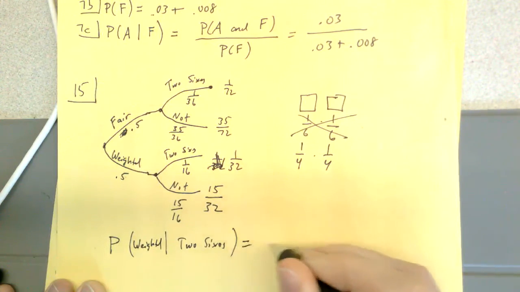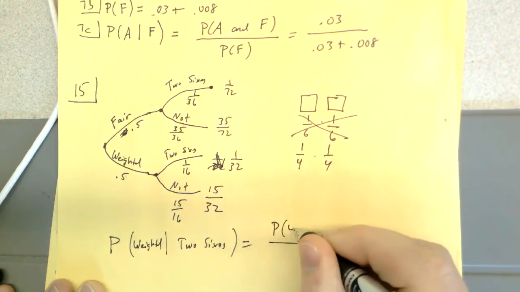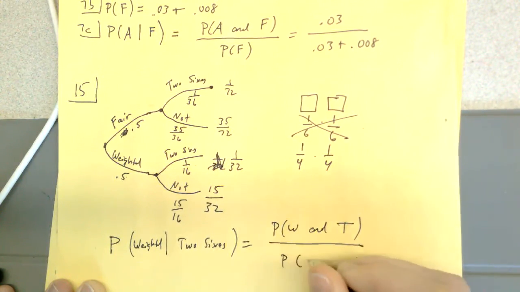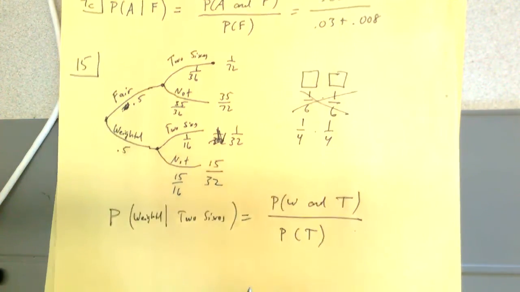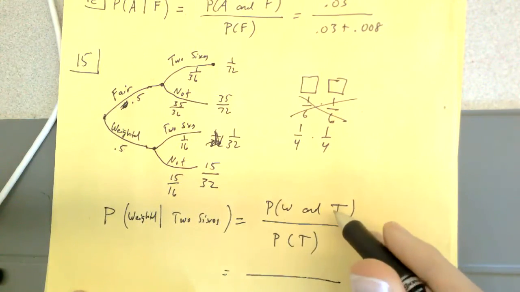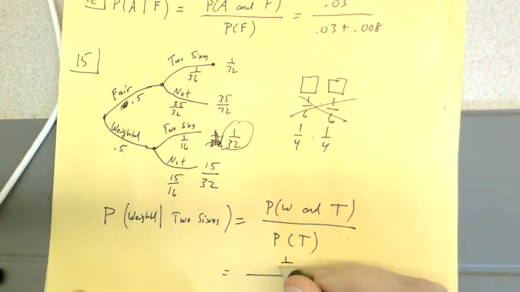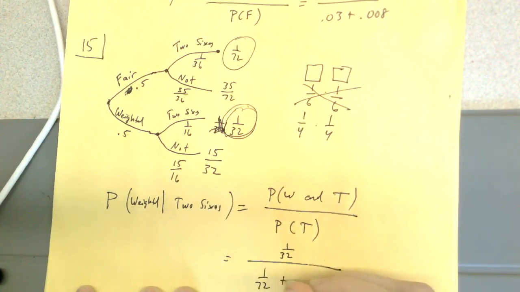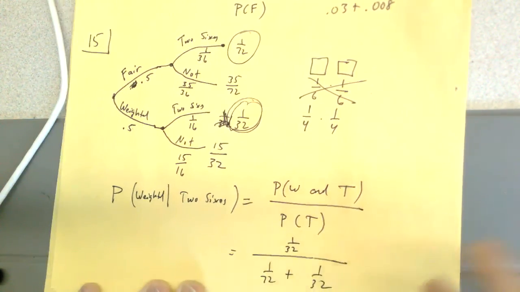You need to do the formula. That's the probability that it's weighted and that you got 2 6s divided by the probability that you got 2 6s. That's going to be very similar to these other problems. Weighted and 2 6s is going to be this one right here, the 1 out of 32. Probability of 2 6s, that outcome is associated with more than one branch. So you're going to have to add all of the end branch probabilities associated with it. So that's going to be this plus this. So that would be 1 out of 72 plus 1 out of 32. And whatever that number is, that's the answer.